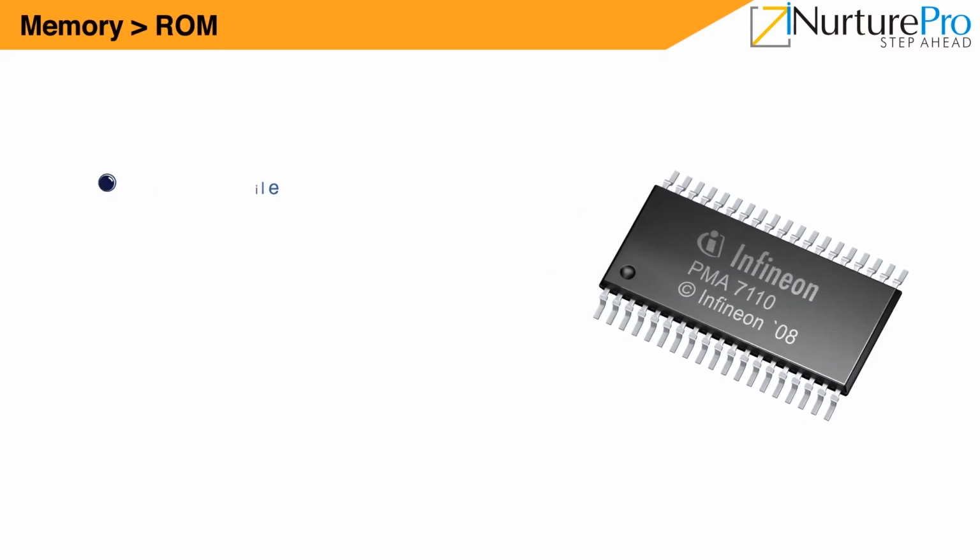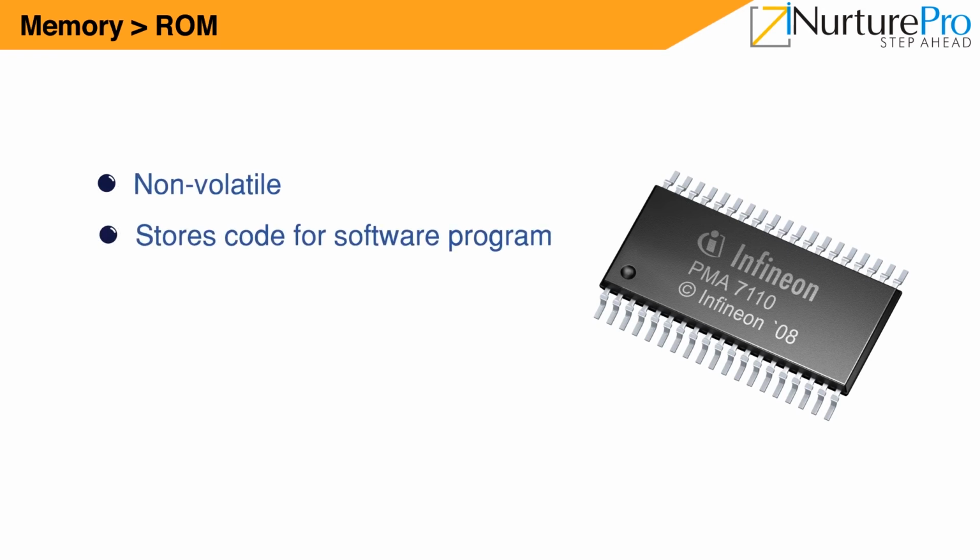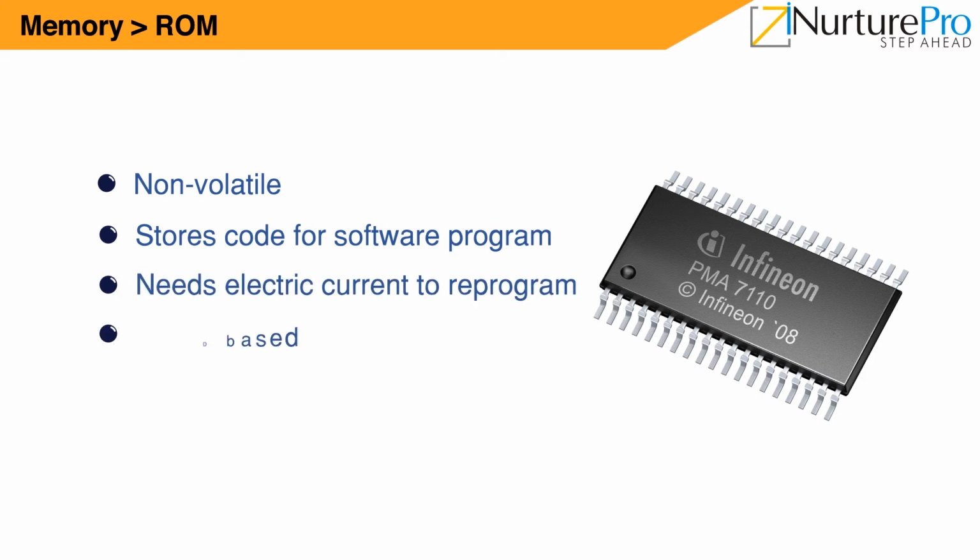ROM is a non-volatile memory. It is used for storing software programming codes and static data. It requires electric power to delete and reprogram the memory. The phone memory along with memory cards is NAND based.